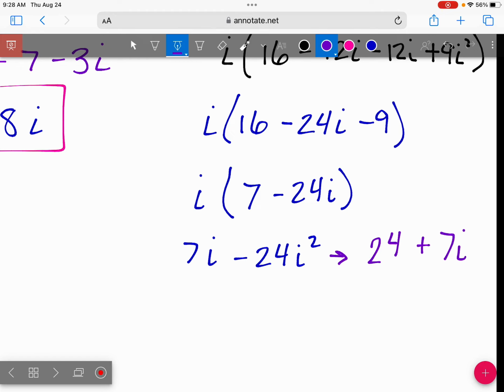Tomorrow we're going to work on what happens when we try and divide numbers with i in them. And then Monday we're going to play with square roots of negative numbers, so that we can simplify and get to the i from the number in the radical, or from the quadratic formula when we wind up with a negative in the radical.